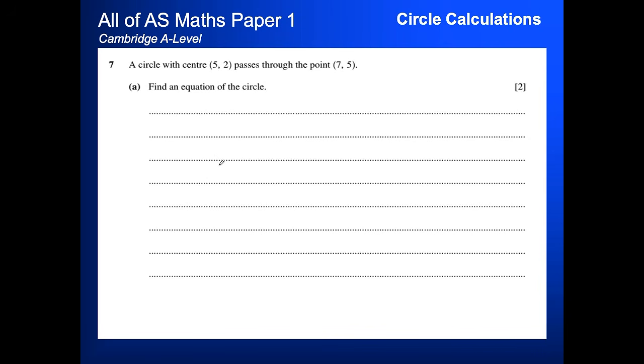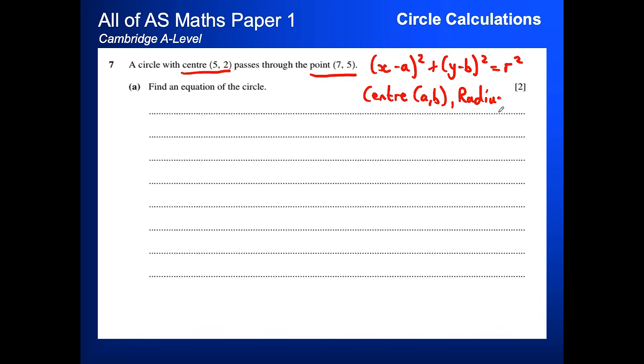Okay, and on to some circle calculations, an important topic on the AS Maths Paper 1. So, a circle with centre (5, 2), which is worth underlining here, passes through the point (7, 5). And we need to find the equation of the circle. Now remember, the general formula for the equation of a circle is (x minus a) squared plus (y minus b) squared is equal to r squared. And this represents where the centre is (a, b) and the radius is r.